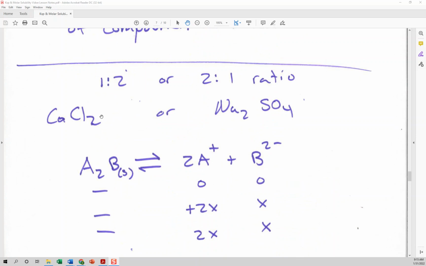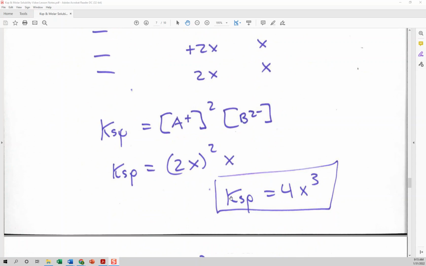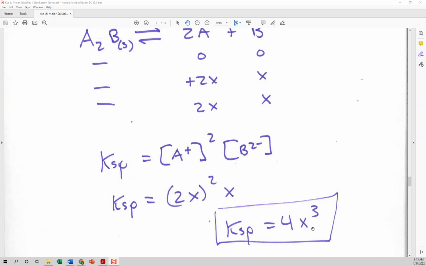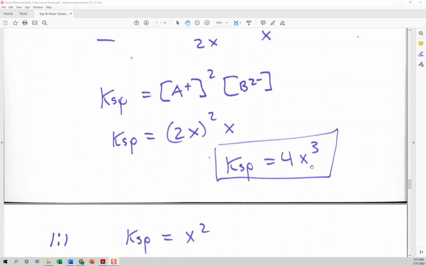So if your salt has this ratio, then this is the shortcut you follow, where KSP is the solubility product of the compound, and x is the molar solubility of the compound. So if we solve for x, x would be the concentration of B2 minus because it had a 1-to-1 ratio with the compound, but 2x would be the concentration of A plus at equilibrium, and x is still the concentration of the whole compound. So x is still the molar solubility in the shortcut. And in these KSP shortcuts, x is always the molar solubility of the compound.